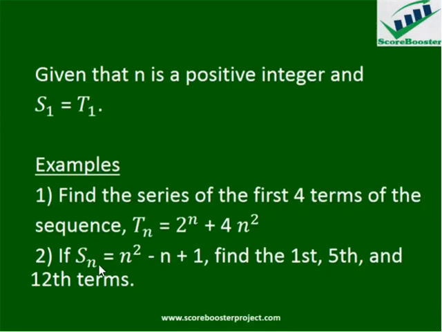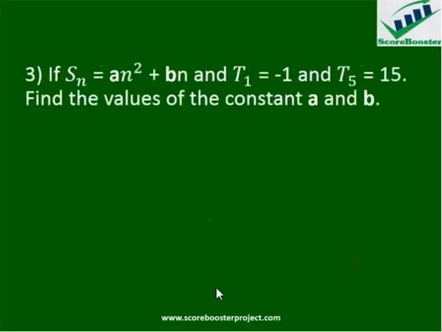In the second question, we are given the formula for the sum of a particular sequence, that is the series of a particular sequence. So we are asked to find the 1st term, T1, the 5th term, T5, and the 12th term. Also, in the third question, we are given the general formula of the sum of that particular sequence, and the 1st term and 5th term are given. In this general formula for the sum, there are constants A and B. So from this question we have to find the values of the constants A and B.